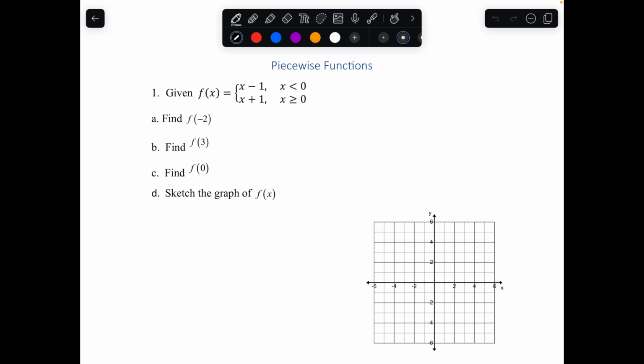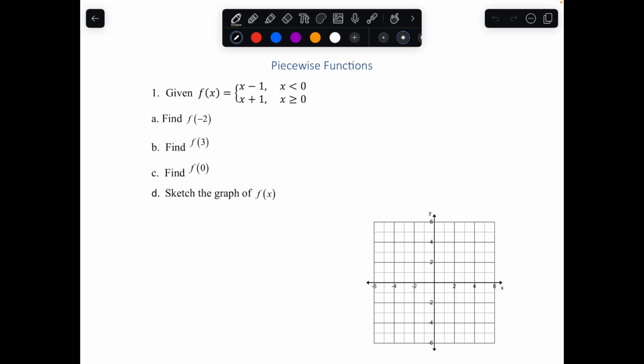In this video we're going to talk about piecewise functions. What are they and how do I graph them? A piecewise function is really just a function where we split up its domain into multiple different parts. And for each of those different parts we're going to have a different rule that we have to follow.